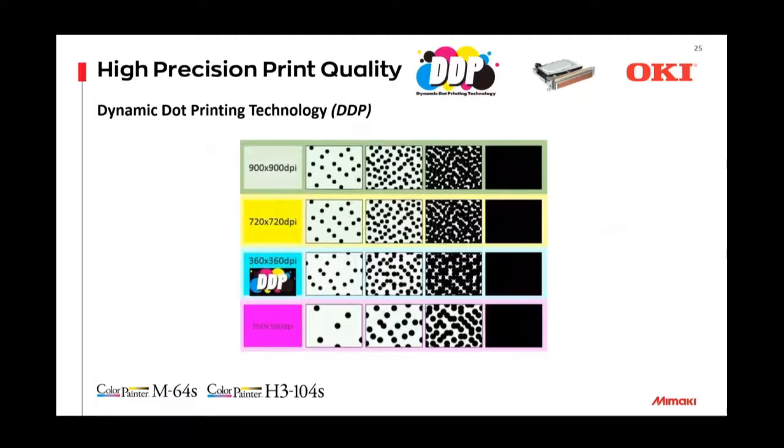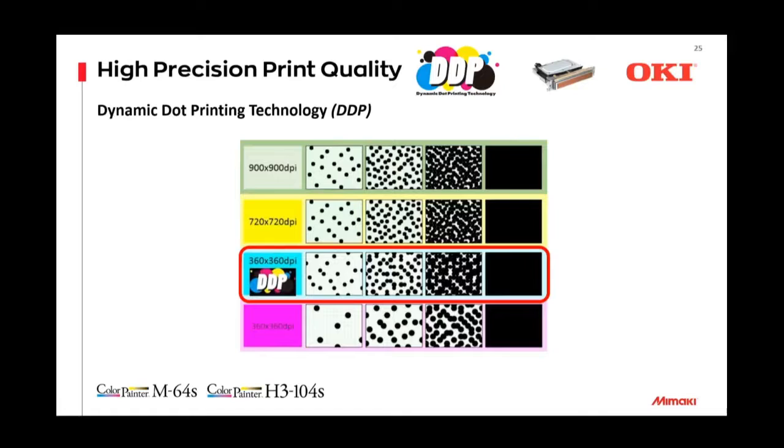All right, so with the dynamic dot printing technology, we can achieve the color density at 360 DPI that equals the saturation and color densities of much higher DPI settings. So what is the benefit? It allows us to run lower pass rates for higher production output without sacrificing color.